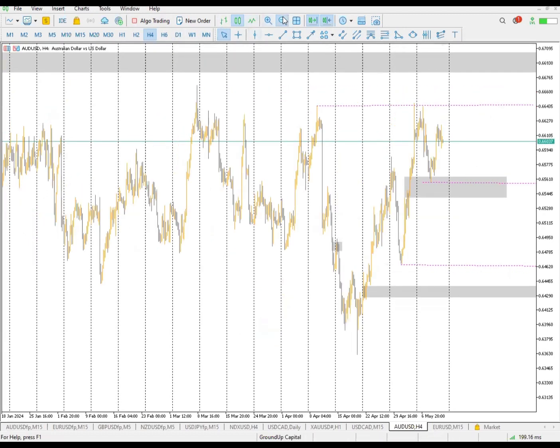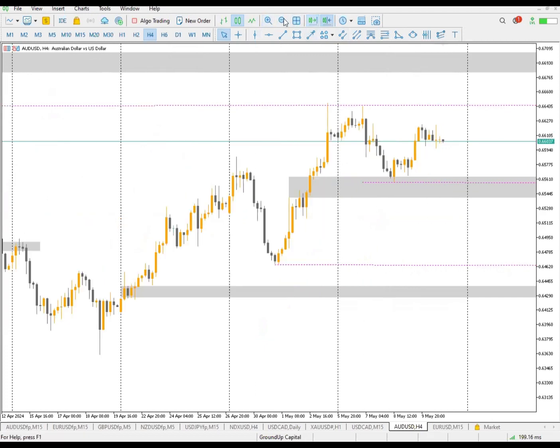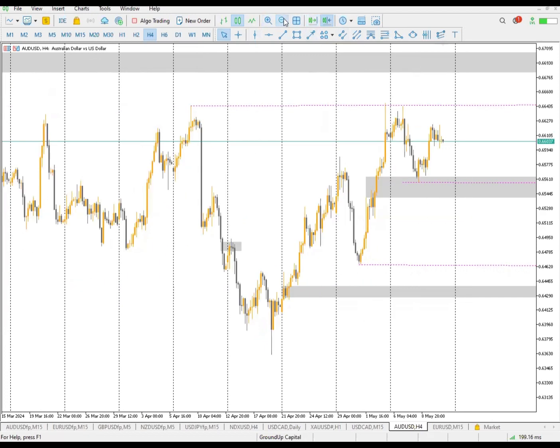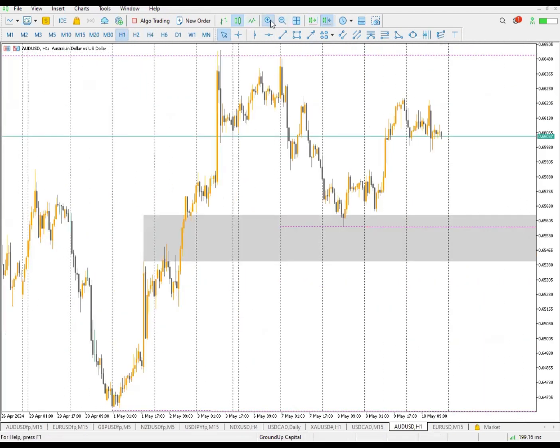And as I said, there's a lot of sellers in this zone. So if we do break above this zone, then it will be very, very good for the bulls because quite a lot of sellers are trapped at this zone right now. So with that said, let's move into the H1 time frame to get a little deeper view.